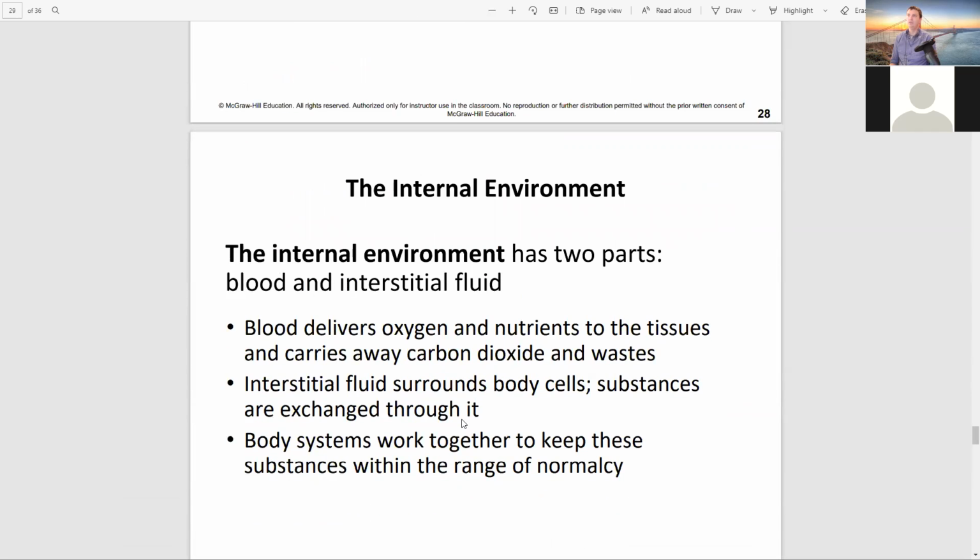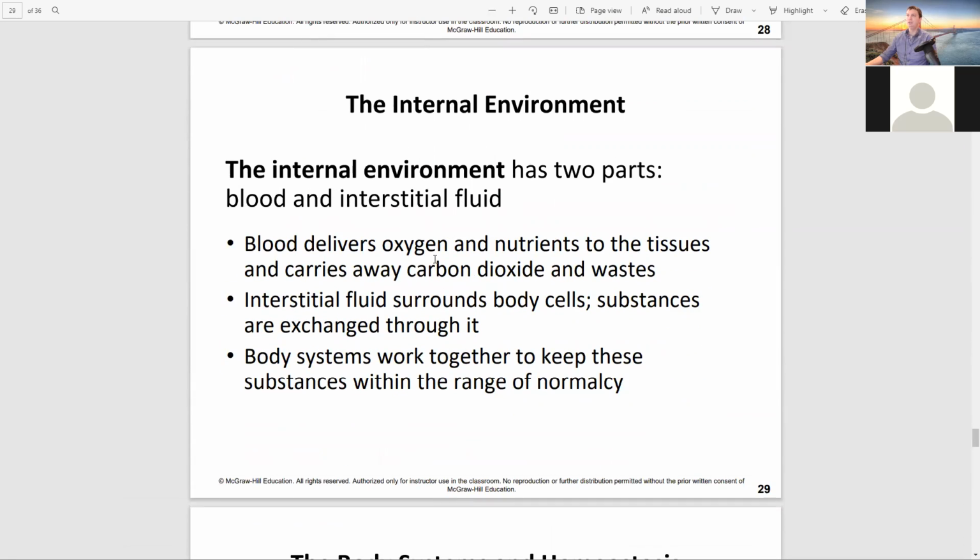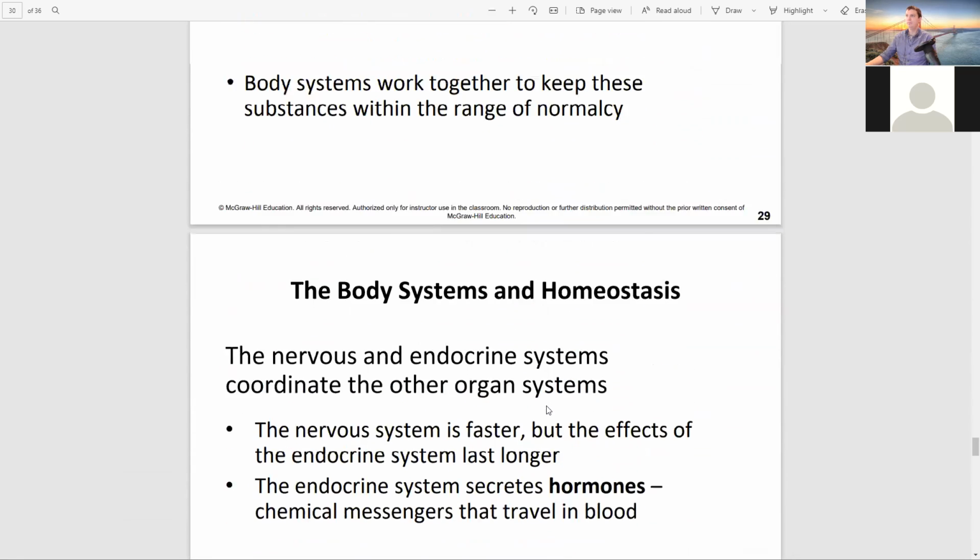Okay, so the internal environment has 2 parts, blood and interstitial fluid. So blood delivers oxygen and nutrients to the tissues and carries away carbon dioxide and waste. Interstitial fluid surrounds body cells, substances are exchanged through it, and body systems work together to keep these substances within the range of normalcy.